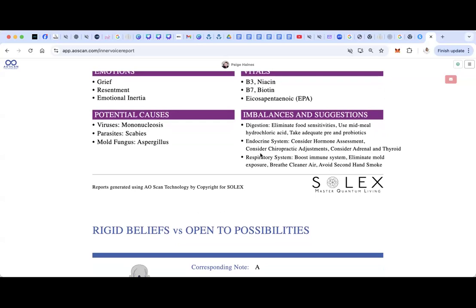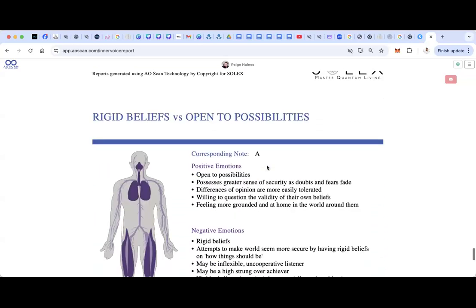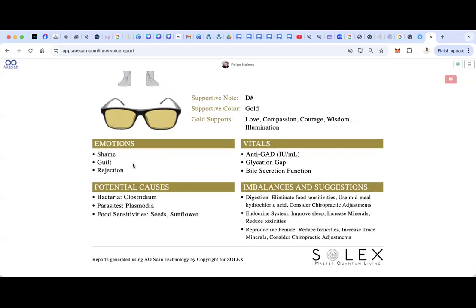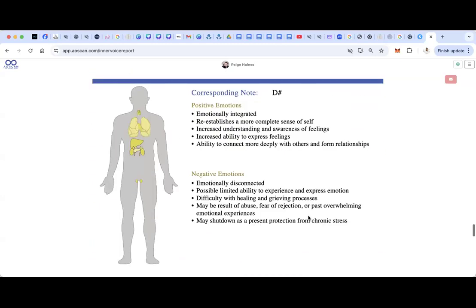I think the endocrine came up before for me as well, so did digestion. All right. And then we come down to this last one for me. We've got some shame, guilt, and rejection. Again, digestion, endocrine. So I'm going to say my big ones are digestion and endocrine, because thyroid kind of falls under your endocrine as well, right? Sleep, minerals, and food sensitivities, maybe, for me, is probably what I would list down.